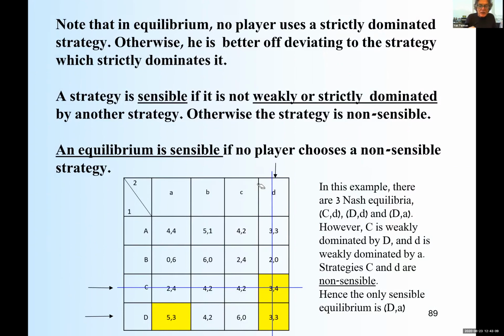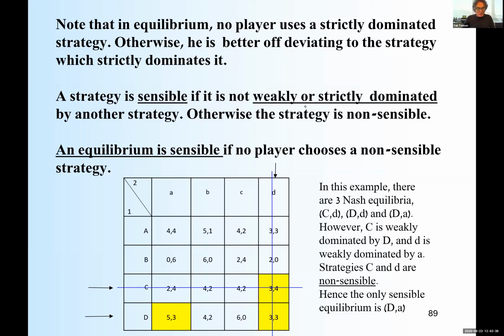So know that in equilibrium, no player uses a strictly dominated strategy. Of course, otherwise, if you use a strictly dominated strategy, it means that there is another strategy which gives you more. But if you get more, you deviate. He's better off deviating to the strategy which strictly dominates it, because then he gets more no matter what the other one is doing.